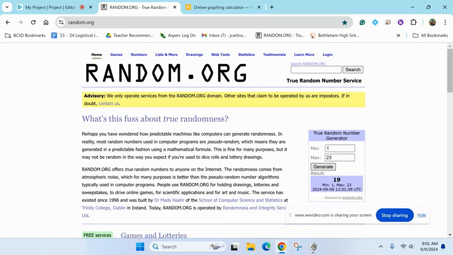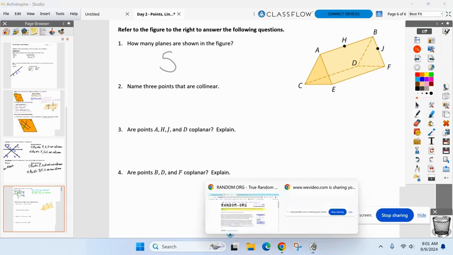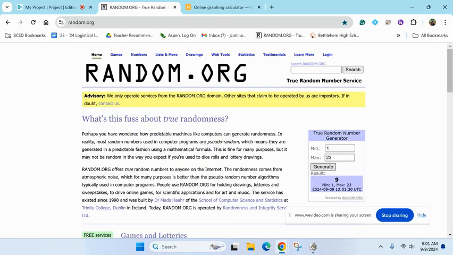Where are we going? Zoe, what do you got back there? 5 planes. Good work. All right, next up, name 3 points that are collinear. 3 points that are collinear, right? All 3. Not 2 out of 3. All 3 need to be on the same line when you let me know here. So we don't have a symbol for that. So points, make sure we write that out. Points, give me 3 points on the same line.